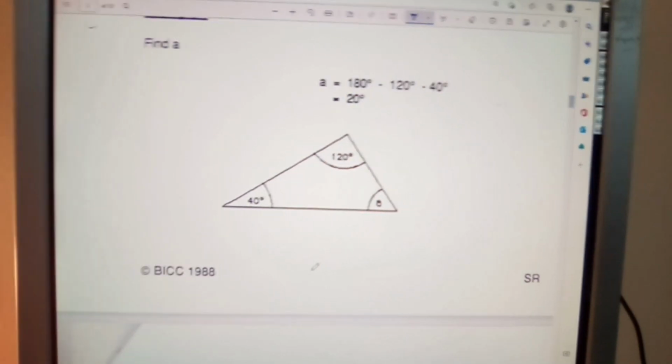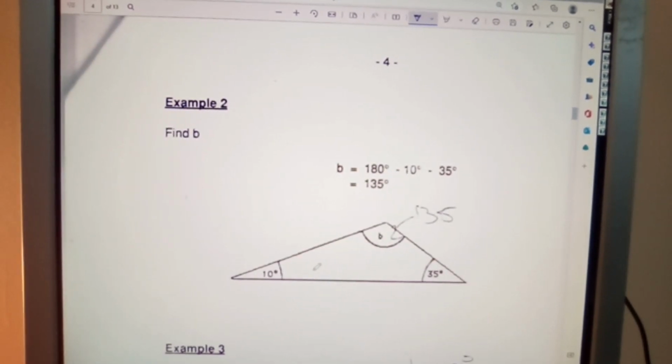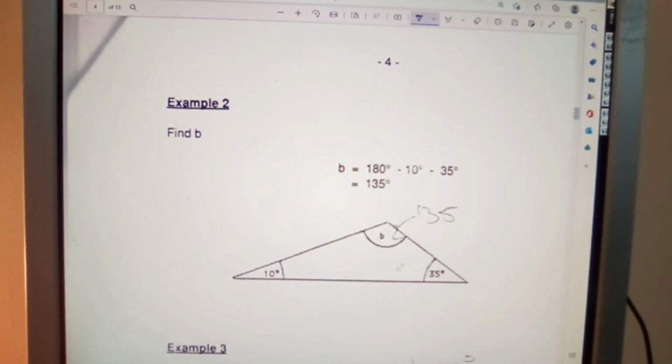Example 2. Find B. 180 minus 10 minus 35 equals 135 degrees. Now is that right? 135. 35 plus 35, 160, 170, 180. Okay? We know that it is correct.